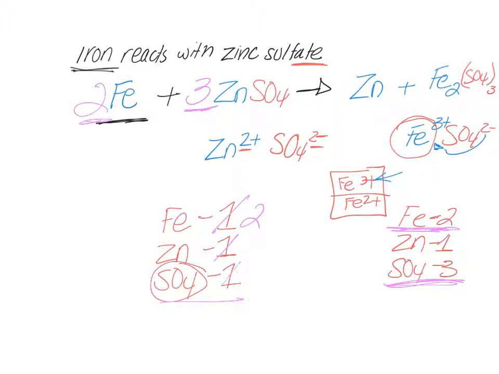So that changed this, but it also changed the amount of zinc. So I have 3 zincs now. So now I'm going to have to put a 3 in front of here to get the zinc to balance. And now it looks like I'm balanced.